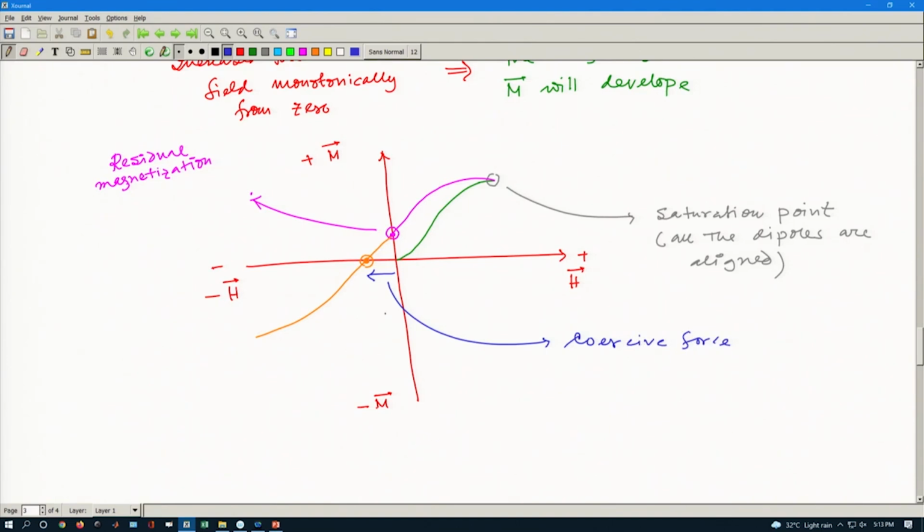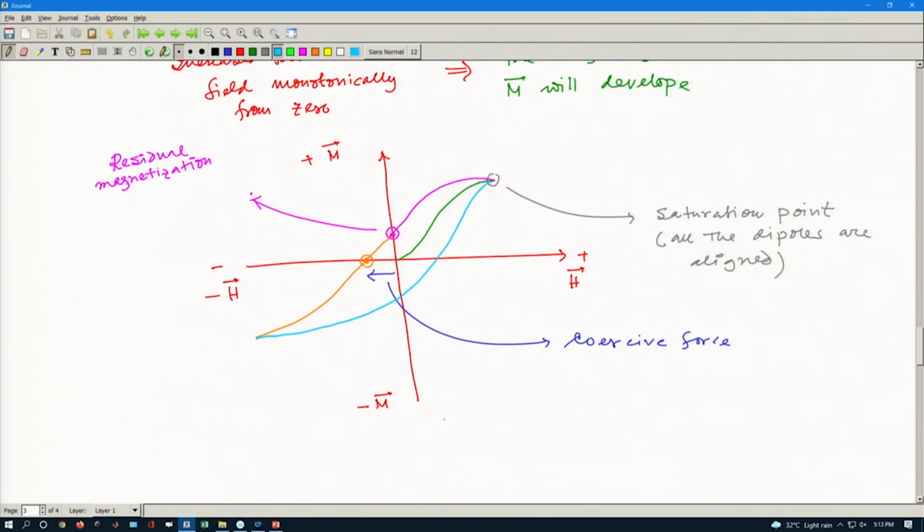Then again I gradually increase the value of H, and we can see that if I increase the value of H, it will again not move in this direction, rather it will follow a different curve, and this curve will be something like this, and eventually it is going to meet here.